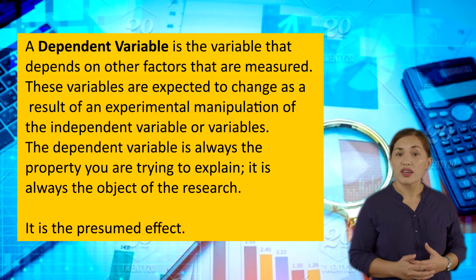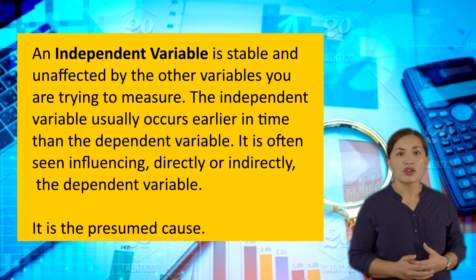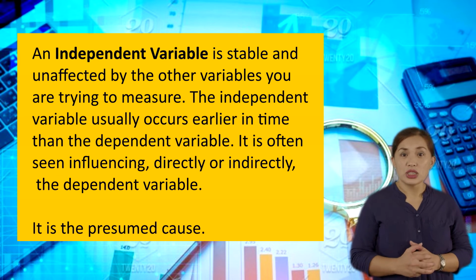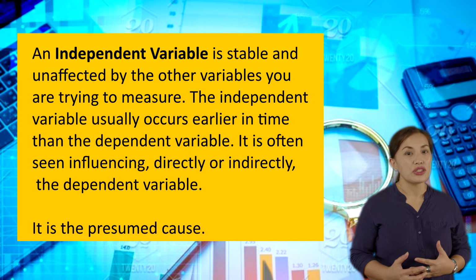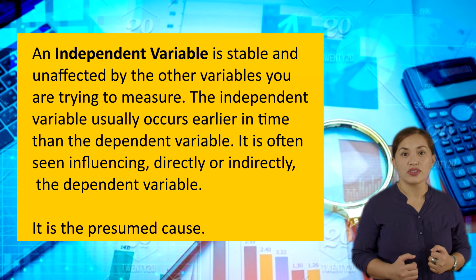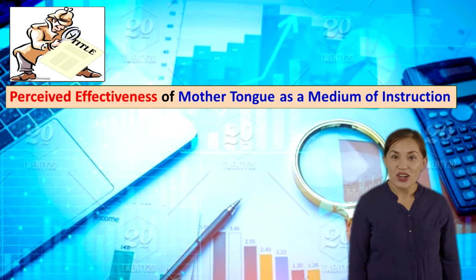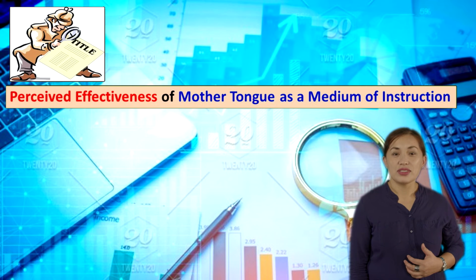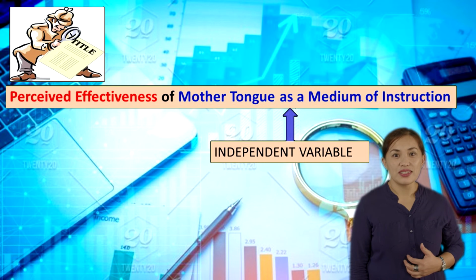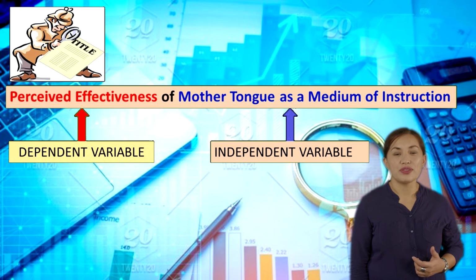It is the presumed effect, while an independent variable is stable and unaffected by the other variables you are trying to measure. The independent variable usually occurs earlier in time than the dependent variable. It is often seen influencing directly or indirectly the dependent variable. It is the presumed cause. Check out this given research title. This is the independent, and this is the dependent variable.